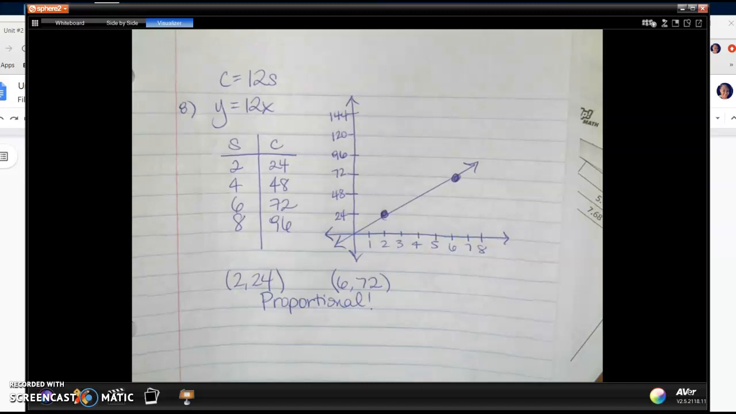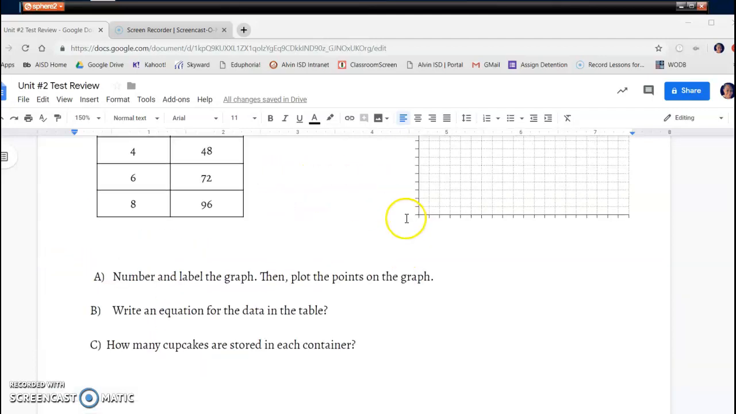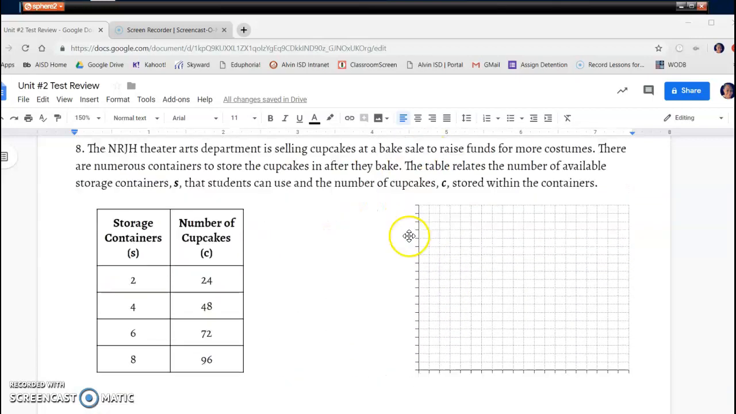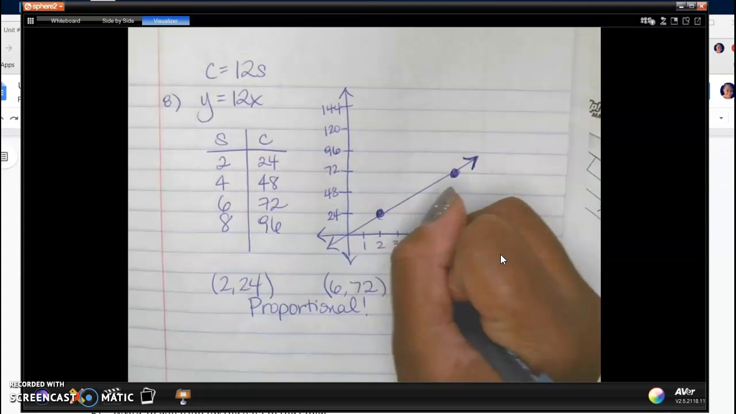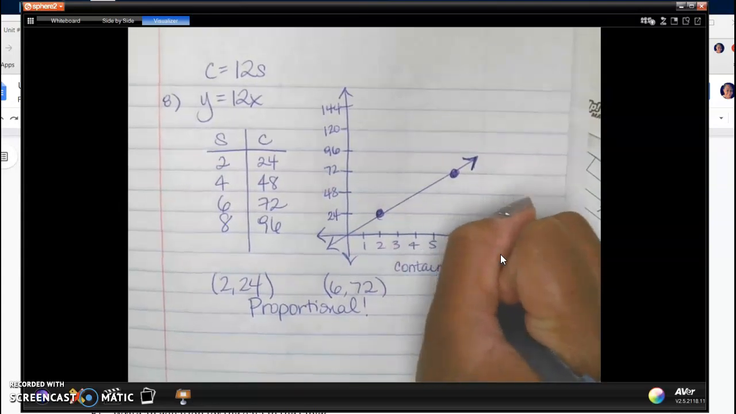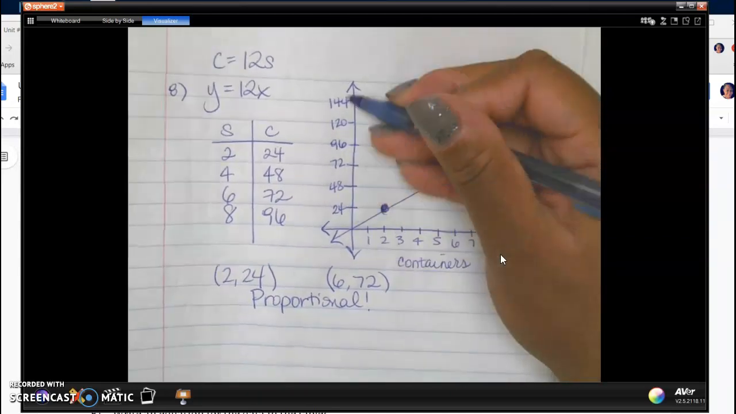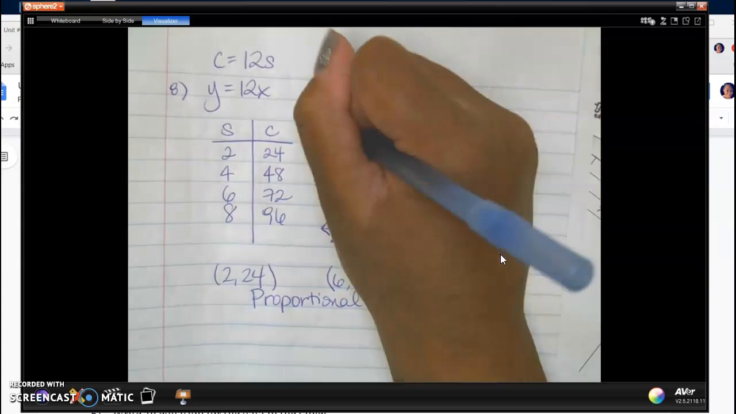Leave that up for a second while I get ready for more. I need to number and label the graph. That's what I forgot. Then plot the points. Okay, I didn't forget that. I just didn't label it. So what are my 1, 2, 3, 4, 5, 6 through 8? Containers. My containers. And they're my what axis? Y'all said it over here? X. And then these are my Y, and they're the number of cupcakes.